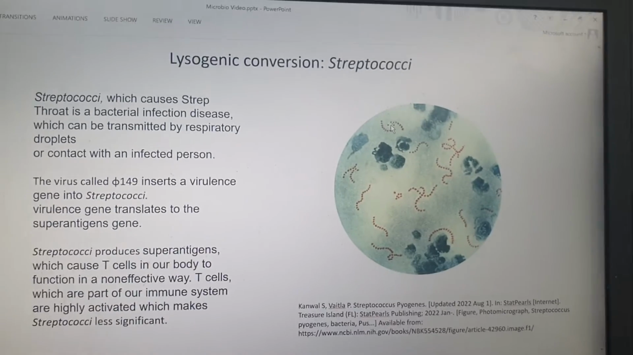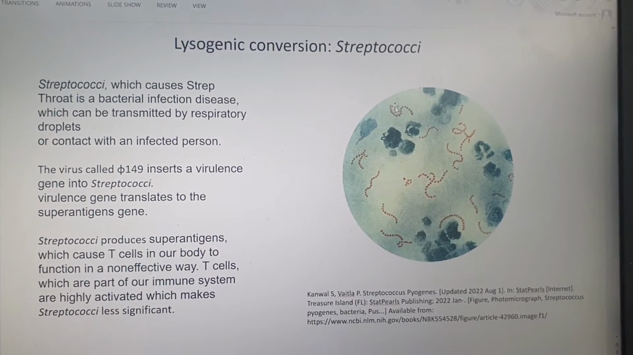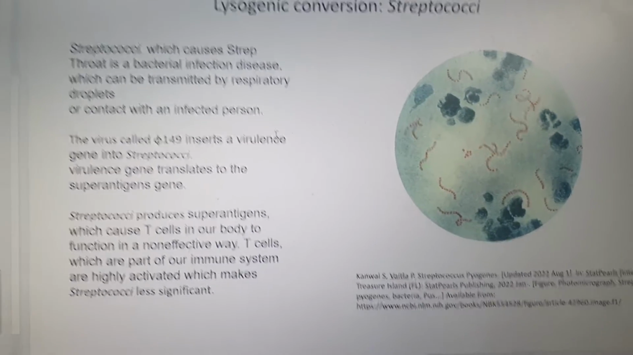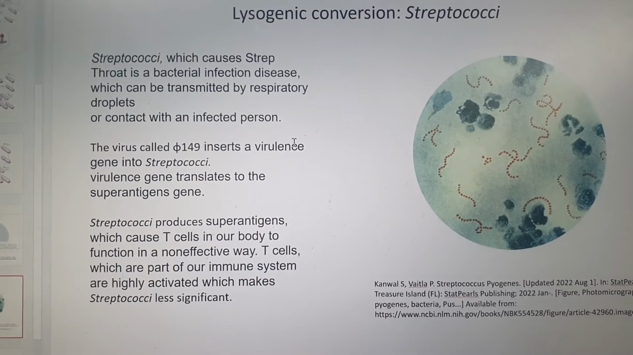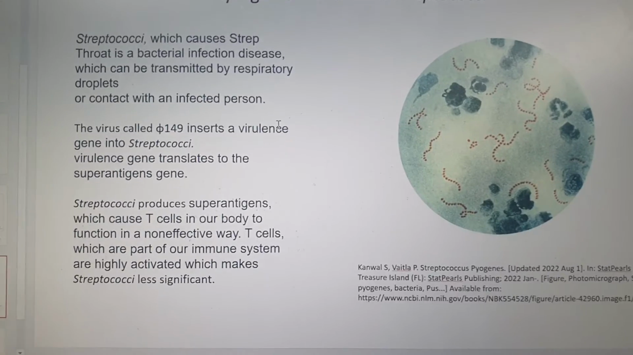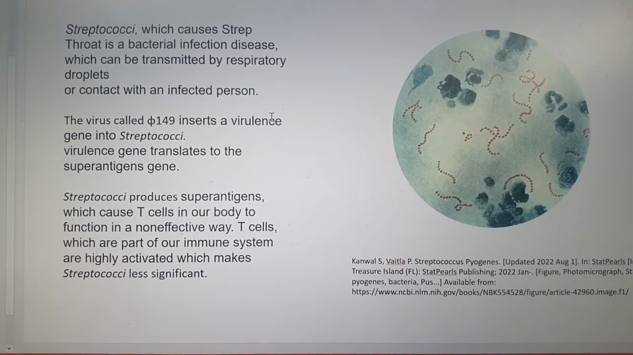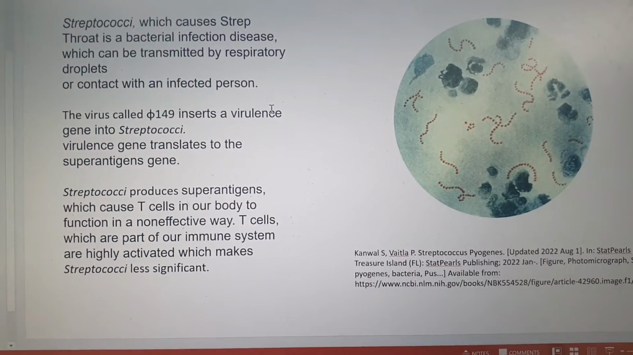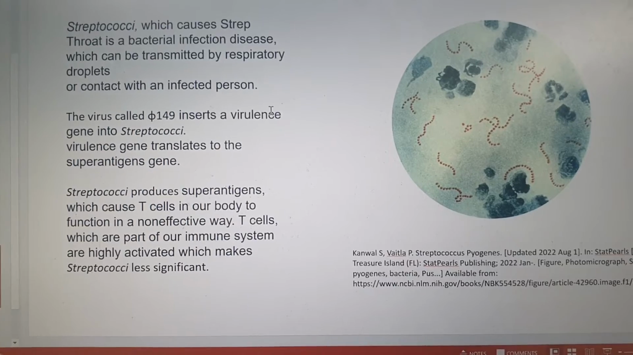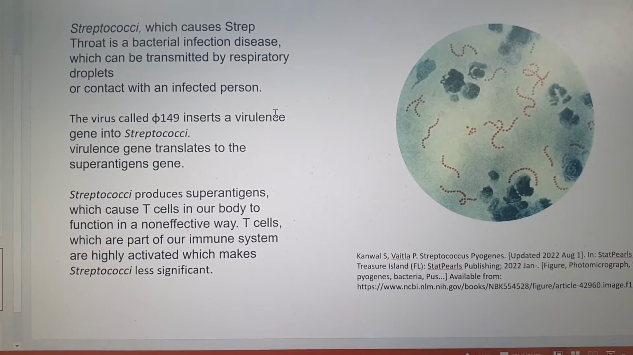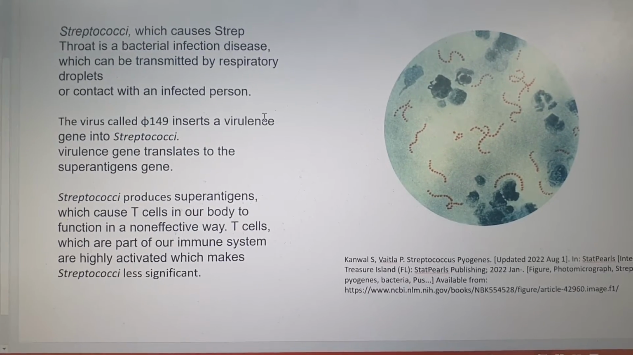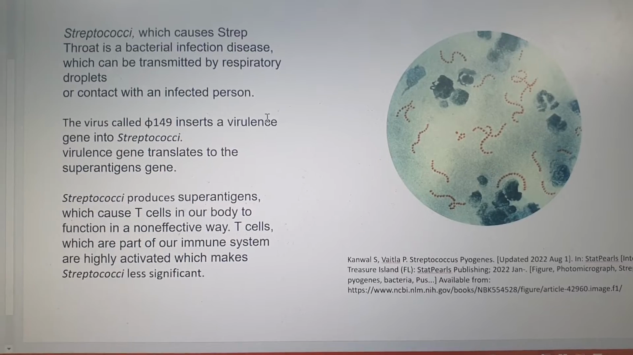Lastly is streptococci. Strep is a bacterial infection disease which can be transmitted by respiratory droplet or contact with an infected person. A virus called theta 149 inserts a virulence gene into streptococci. The virulence gene translates to superantigen genes, and streptococci produces superantigens, which cause T cells in our body to function in non-effective ways.